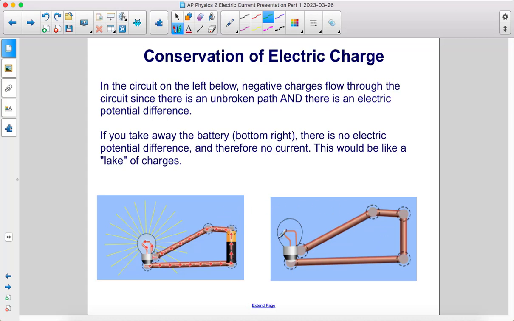If you take away the battery, shown here, there's no electric potential difference. There's no difference in voltage. Therefore, there's no current. This would be like having a lake of charges versus a waterfall of charges.